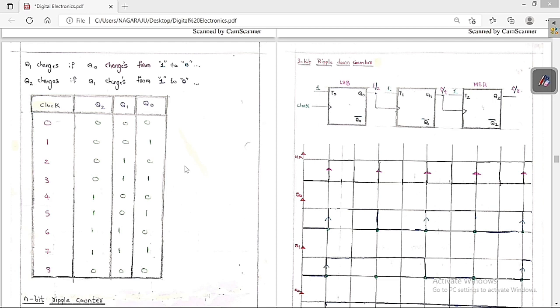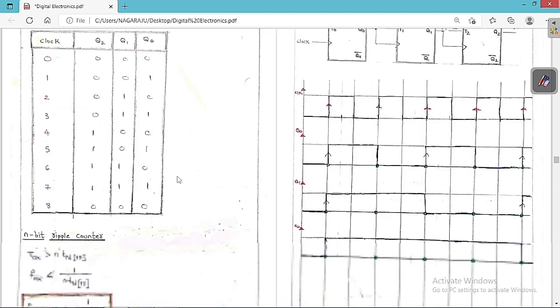Finally, a very important point: Q1 changes only when Q0 changes from 1 to 0, and Q2 changes only when Q1 changes from 1 to 0. From this we have drawn this table. The clock which is directly given to the first flip-flop gives the LSB, and the last one is the MSB. Ripple counter means the output of one flip-flop gives the clock to the other flip-flop, so it is called a ripple counter. Here the data goes from 0 to 7 and back to 0, so it is called an up counter, meaning reading the data from 0 to 7.